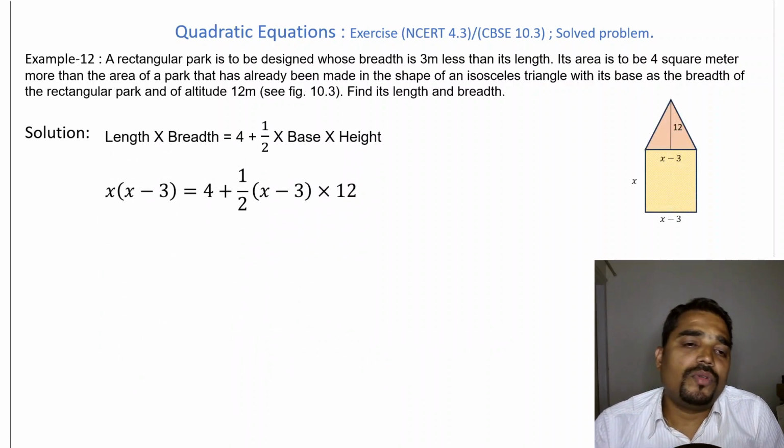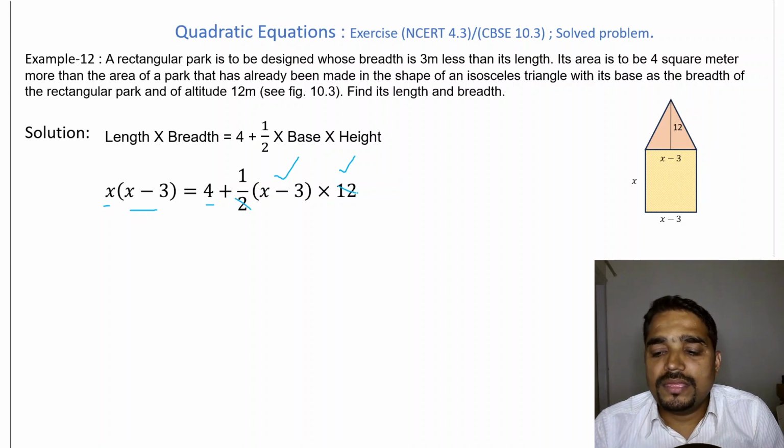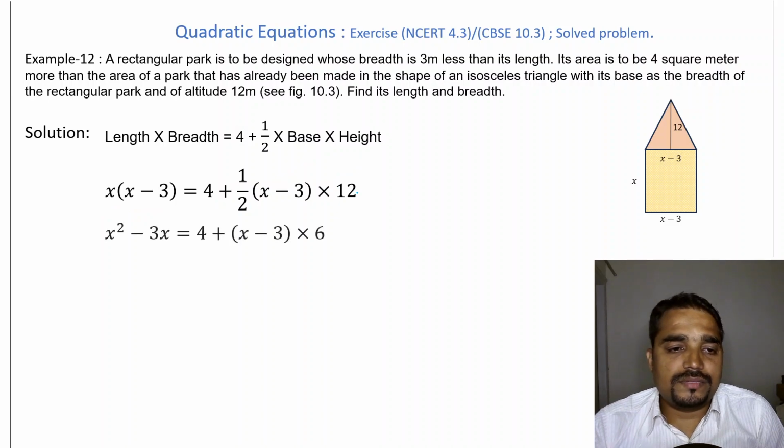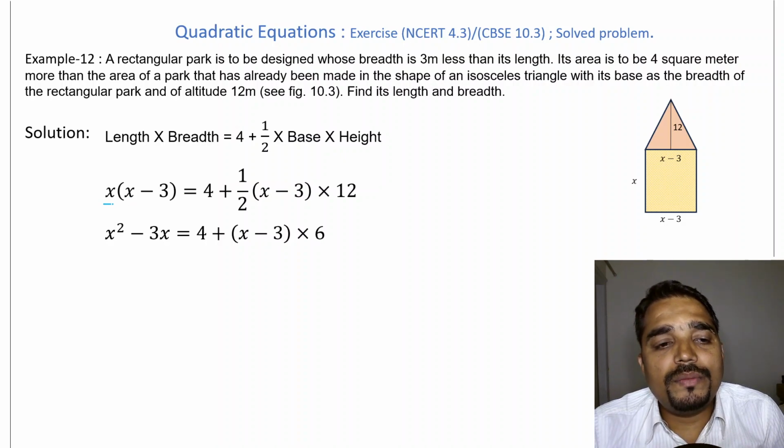Now let's substitute the values. Length we have assumed as x meters. Breadth is what we have found out as x minus 3. 4 as it is, plus half of the base of the isosceles triangle, which is equal to the breadth of the rectangle, that is x minus 3, into altitude or height, which is 12 meters as given. Now 2 ones are 2, and 2 sixes are 12, so that is what is getting cancelled. And on the LHS, x multiplied by x minus 3. So x should be multiplied to both the terms.